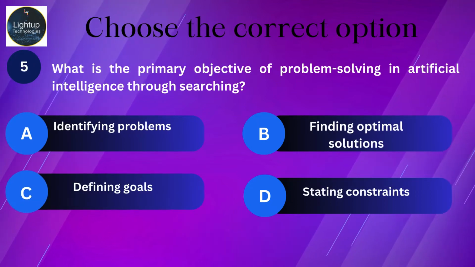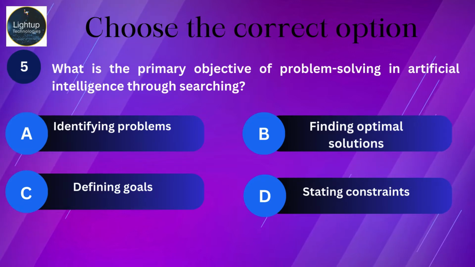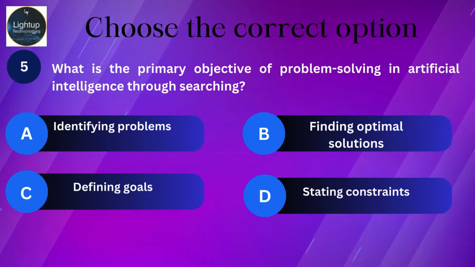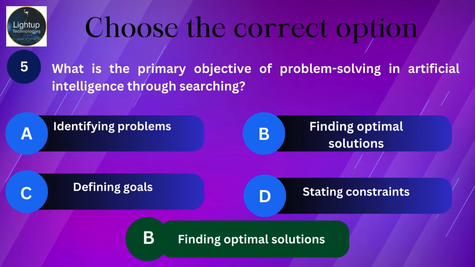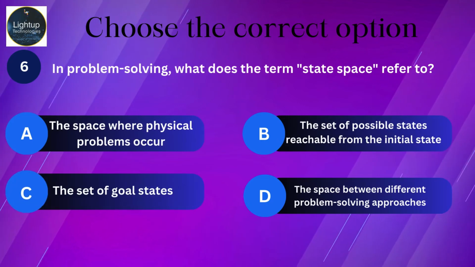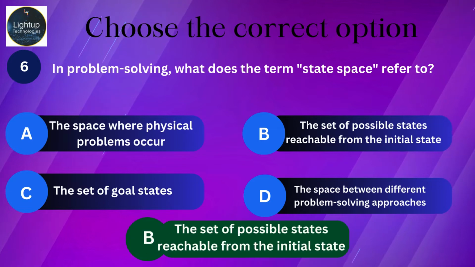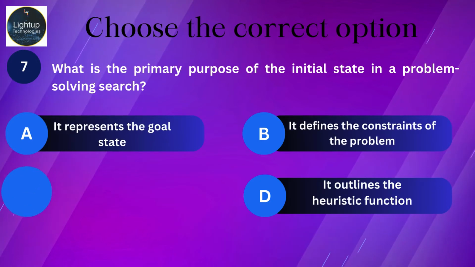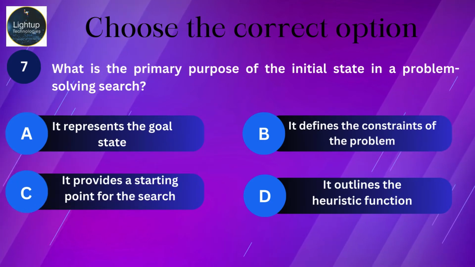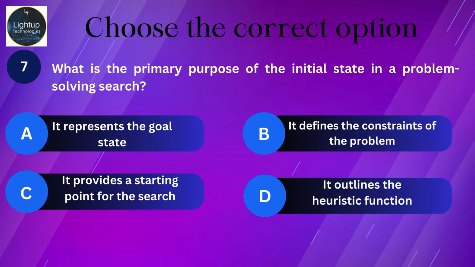What is the primary objective of problem solving in artificial intelligence through searching? In problem solving, what does the term state space refer to? What is the primary purpose of the initial state in a problem solving search?